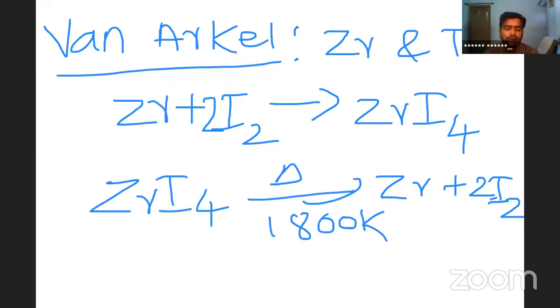This is what we call the Van Arkel method, particularly for refining zirconium and titanium. So this is how we come across it. And at the last we come across chromatography. Have you studied chromatography, yes or no? You have heard the term chromatography, yes or no?